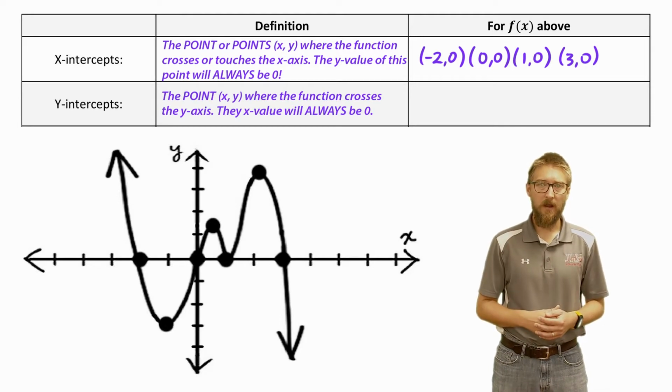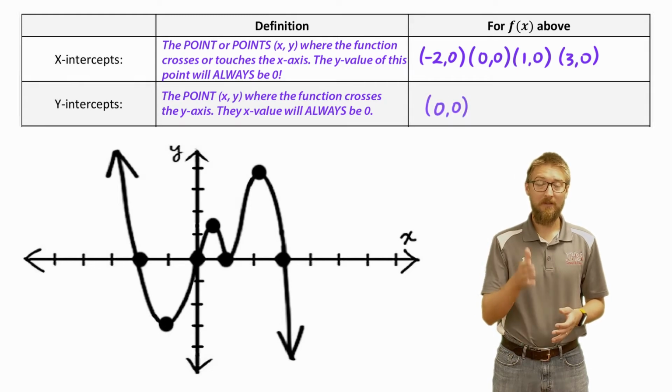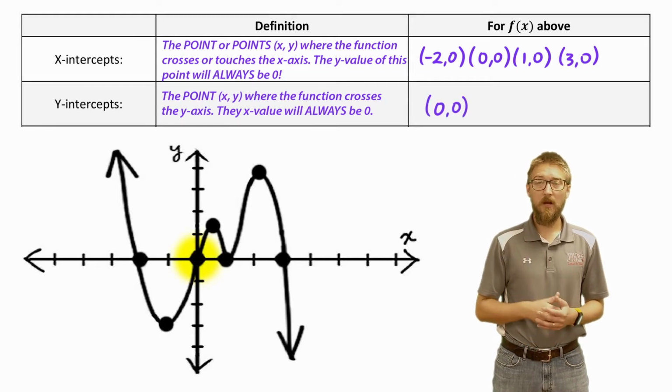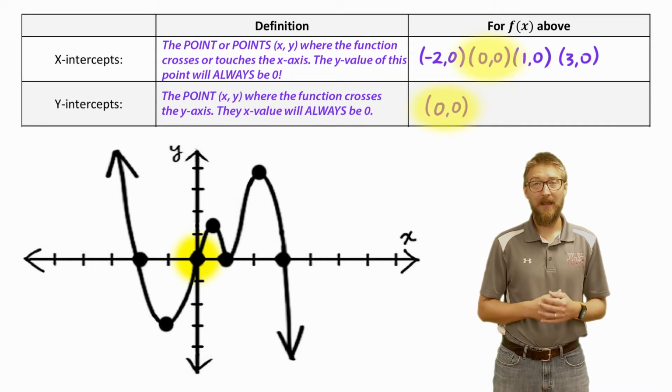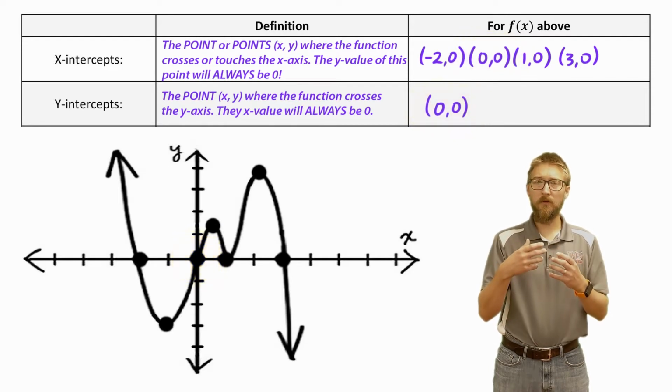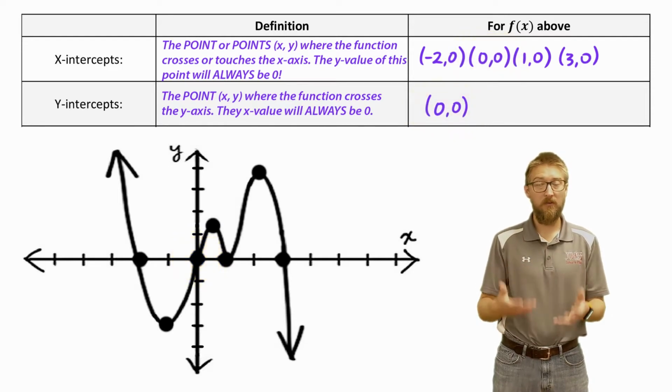If you're looking at our graph, it is actually crossing the y-axis right at the origin. So (0, 0) is a special point. It is the only point that is both a y-intercept and an x-intercept. If it had been shifted up a little bit, we would have a positive y-intercept, and if it had been shifted down, we would have a negative y-intercept.